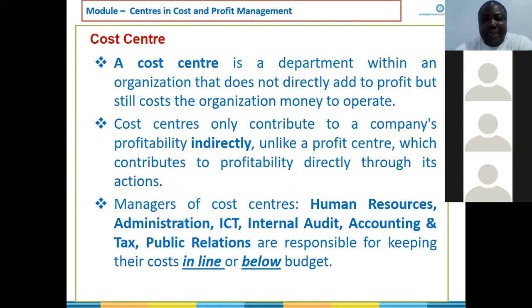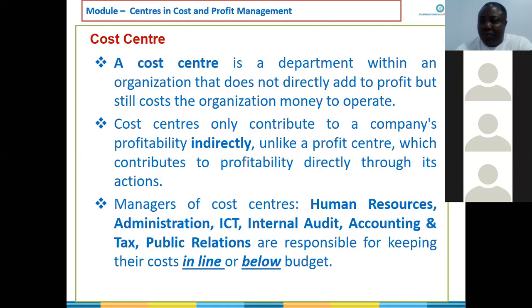But let's go to the cost center. Okay, a cost center is a department within an organization that does not directly add to profit, but still costs the organization money to operate. Cost centers only contribute to a company's profitability indirectly, unlike a profit center, which contributes to profitability directly through its actions. So for example, managers of cost centers like human resource department, admin department, ICT, internal audit, accounting and tax, public relations are responsible for keeping their costs in line or below the budget.